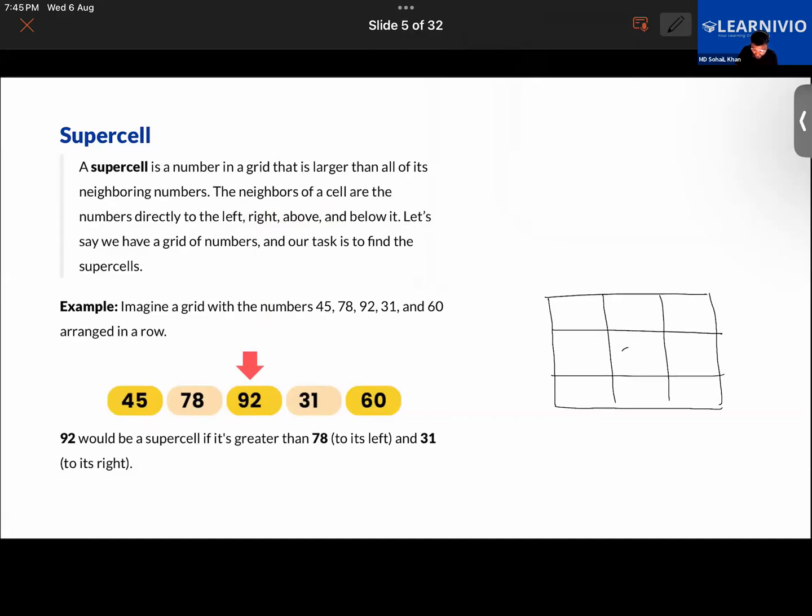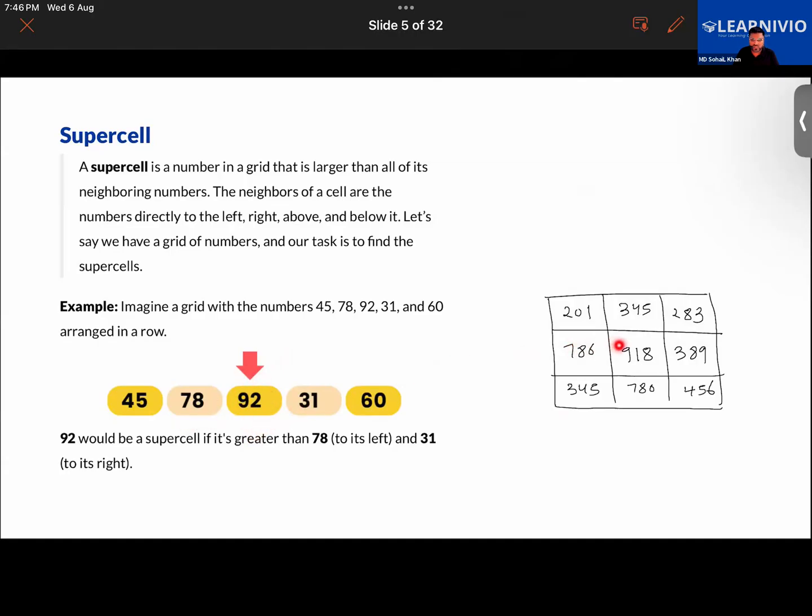So here, let's say we have got 9, 1, 8, 3, 4, 5, 7, 8, 6, 2, 0, 1, 2, 83, 389, 4, 5, 6, 7, 8, 0, 3, 4, 5. Let's say these are the numbers. We will try to highlight the supercell here. Just moments ago we have learned a supercell is any number that is greater than all its neighboring numbers, to its left, right, up, or down.